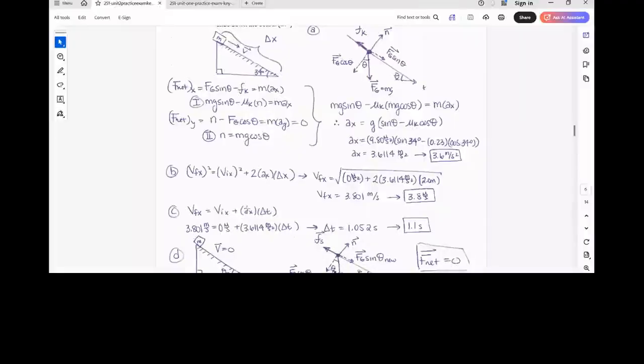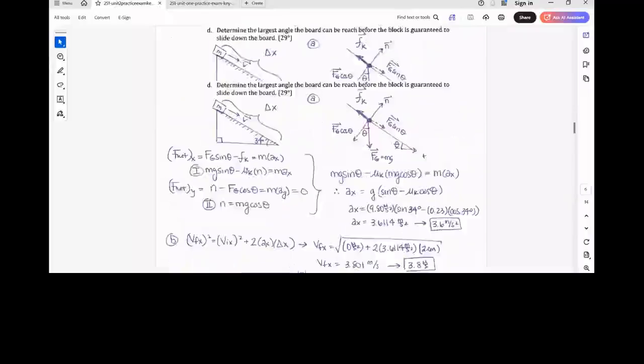V final is v initial plus the acceleration times delta t. We know the v initial is 0. We just found the final velocity in our previous question, and we calculated the acceleration further up. So that time is 1.1 seconds. So it's logical that it would take this block slightly more time to get to the bottom of the same ramp if now the ramp has friction compared to a perfectly frictionless one that we saw before.